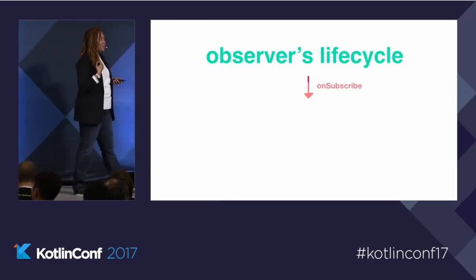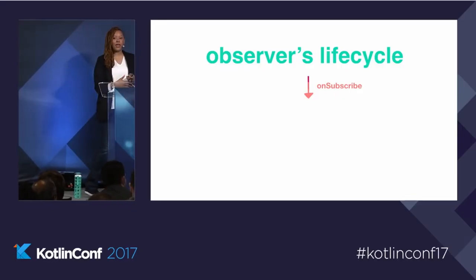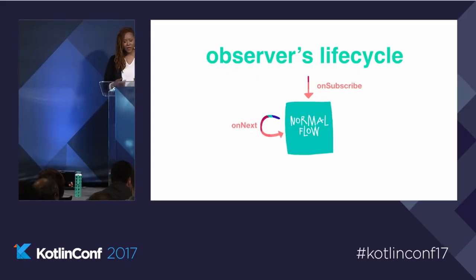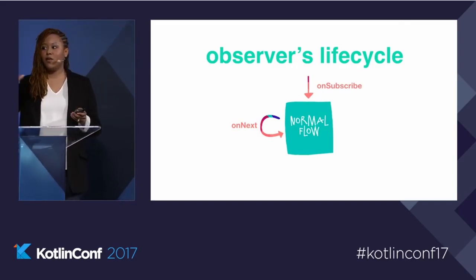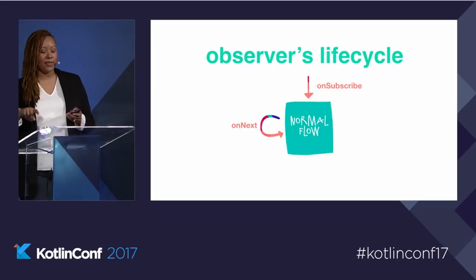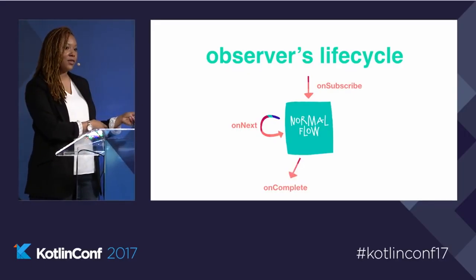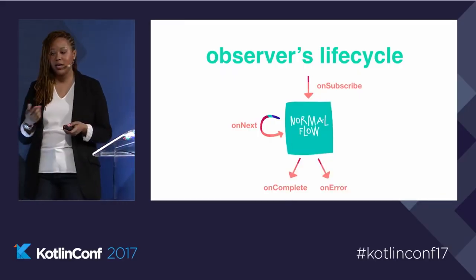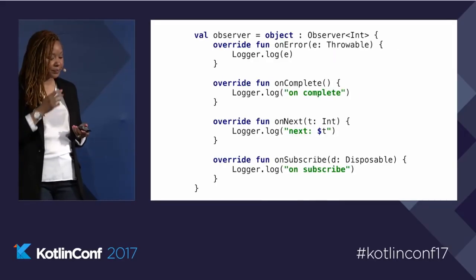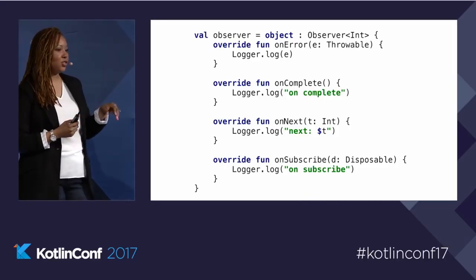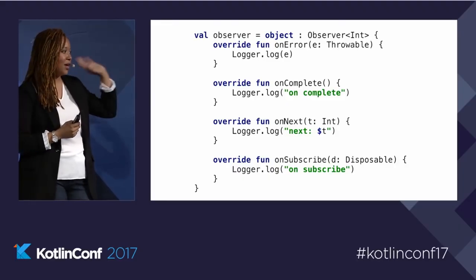So an observer also has a life cycle, and the order of those methods needs to be respected. Whenever it is subscribed, it has to have a call to the onSubscribe method. And then during the normal flow of its life cycle, there can be 0, 1, or many calls to its onNext method. And then finally, it can have a call to onComplete if it's successful, or it can have a call to onError in the case of some particular type of failure. So here's an example implementation of that interface, and we're just overriding all the methods and logging whatever we get back.